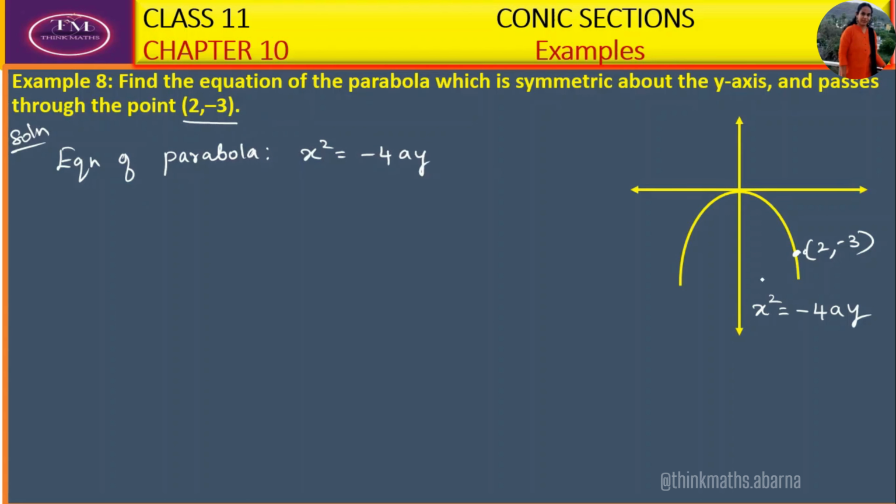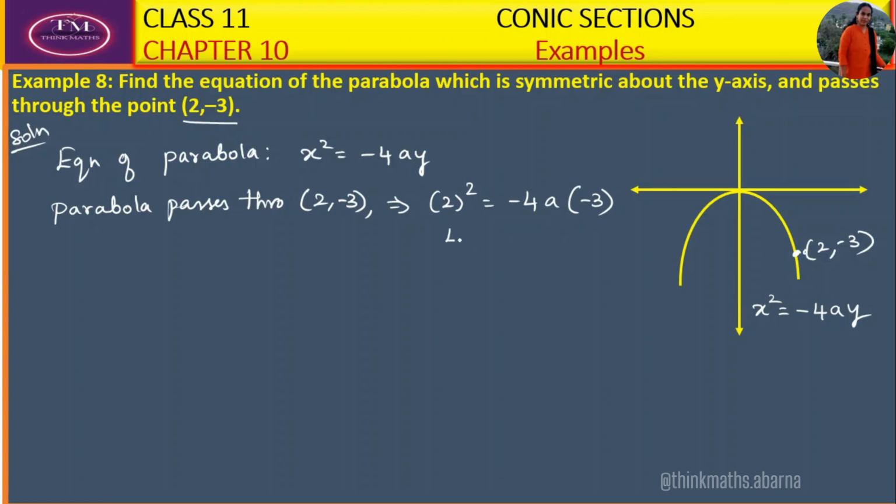This parabola passes through 2 comma minus 3, so it satisfies x and y. So the parabola passes through 2 comma minus 3. Therefore we can substitute x is equal to 2. So 2 square equal to minus 4 into a into y, where y is minus 3.